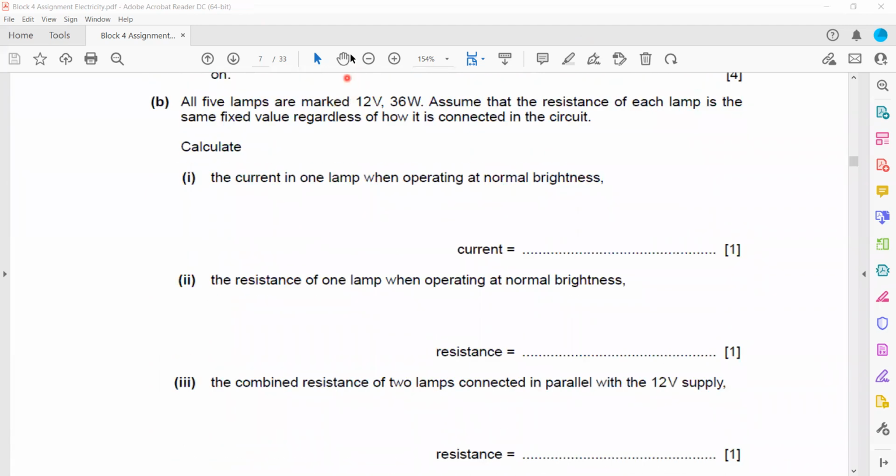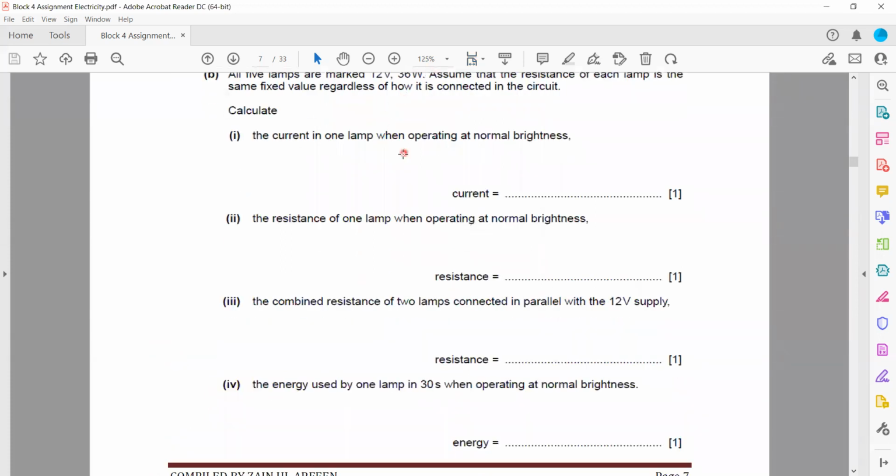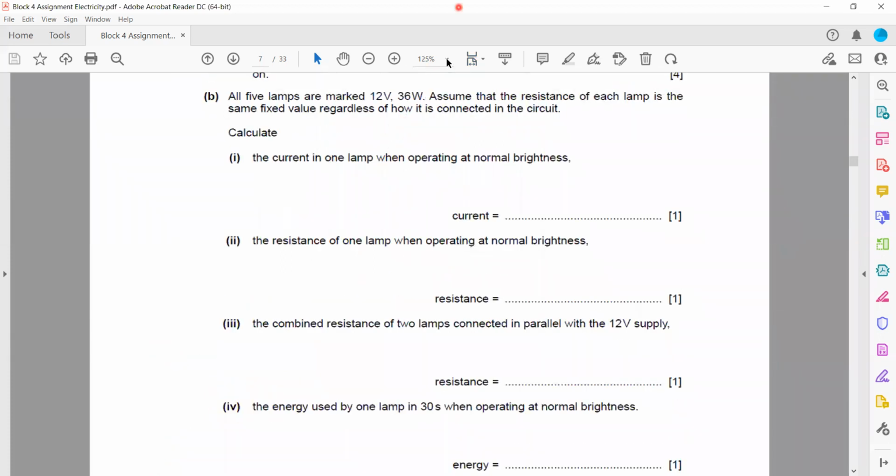Now all 5 lamps are marked 12 volt. So this is a voltage of 12 volt and 36 watt. Assume that the resistance of each lamp is the same fixed value. Now, the current in one lamp when it is at normal brightness.